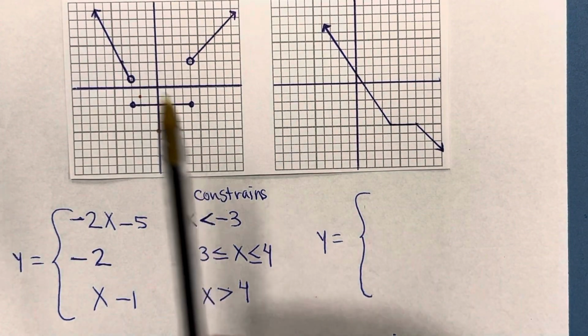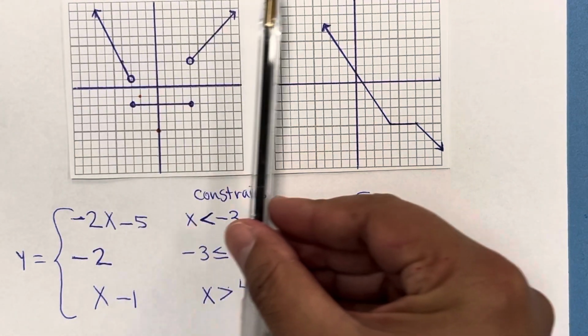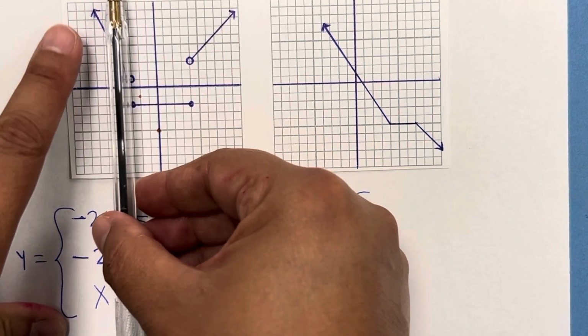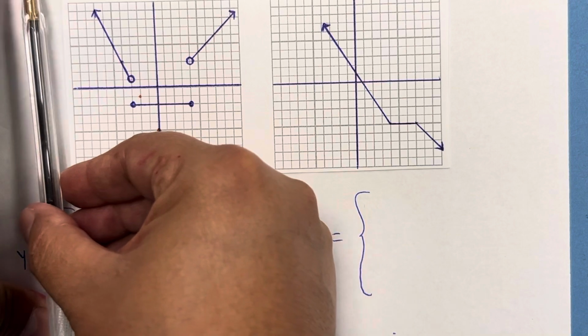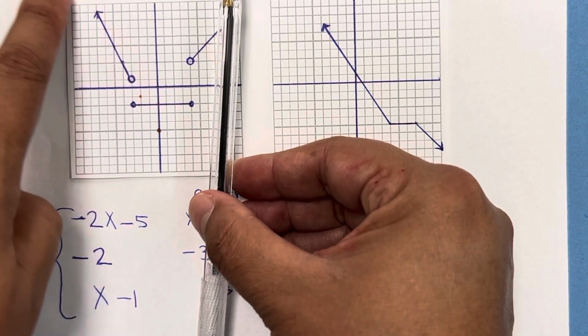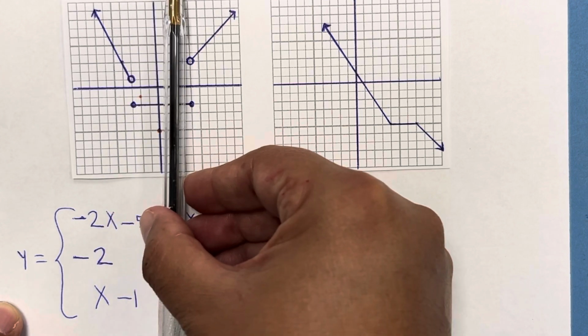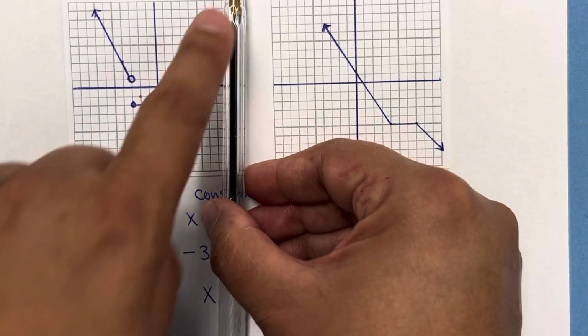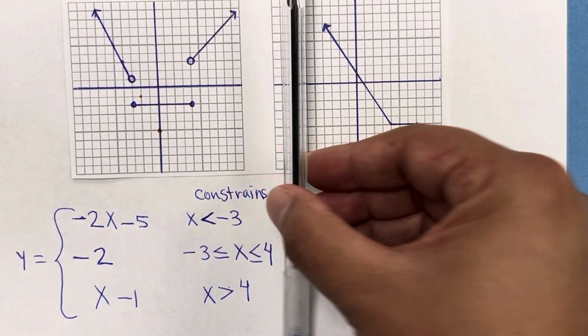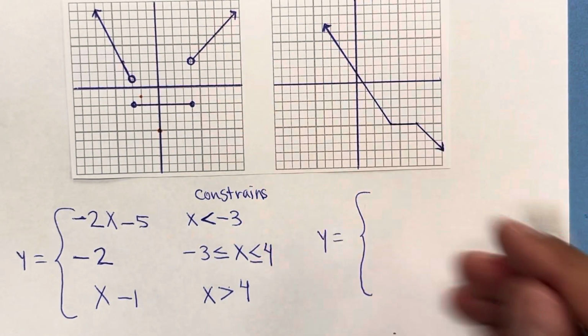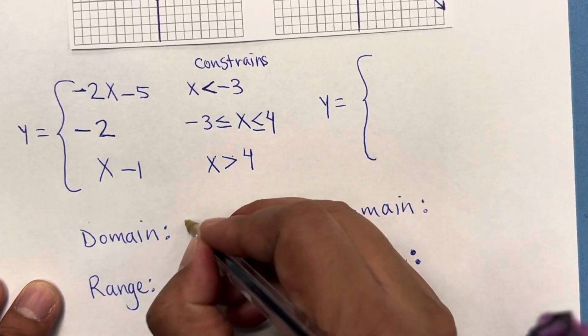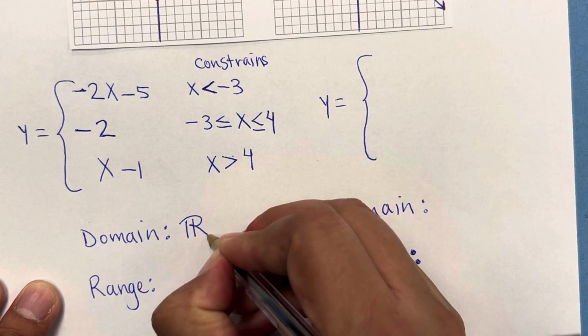For the domain, we said that we can do the vertical. Since this has an arrow, it means that it will continue, continue, continue. So that means that the graph will be touching all these values on x. And in here it also touches the graph, and it will continue to the right because of the arrow. So that means that the domain is all real numbers.